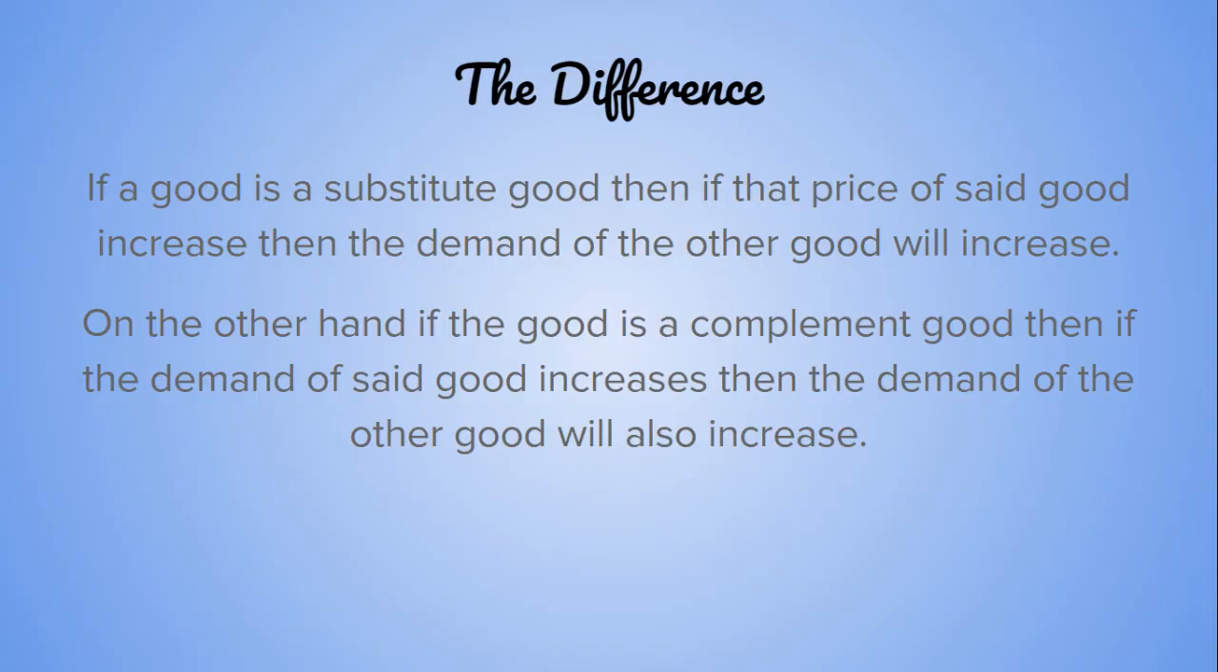Okay, so the difference between substitute and complementary goods is, if it's a substitute good and the price of one good increases, then the demand of the other will increase. On the other hand, if it's a complementary good and the demand for one good increases, so will the other good, because they complement each other.